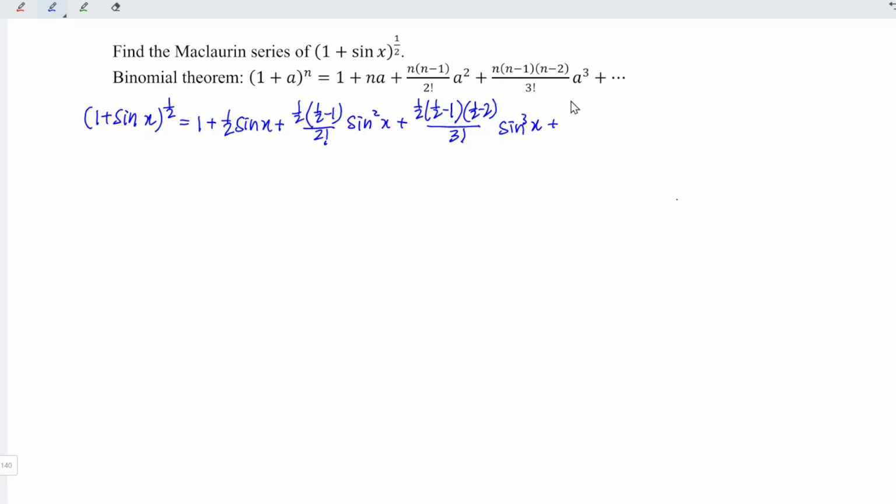And we plus 1 over 2 times (1 over 2 minus 1) times (1 over 2 minus 2) times (1 over 2 minus 3) divided by 4 factorial, sine to the power of 4, and so on. If, let's say, the question did not ask for many terms but only the terms of x up to the power of 4, then basically we can stop here.